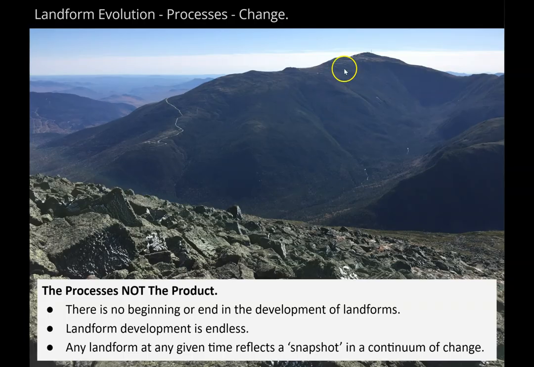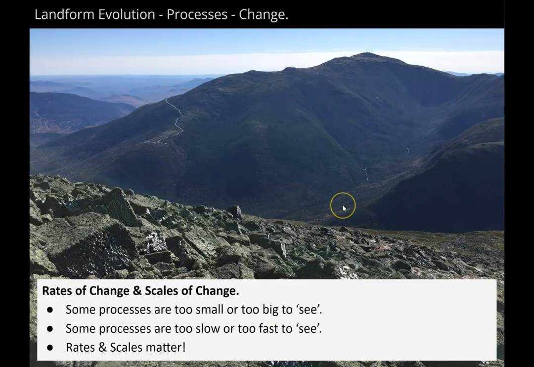The frustrating thing about these processes is rates of change and scales of change. What do I mean by that? There are processes that are simply too small or too big for humans to see, quote unquote, with our own eyes. There are processes going on that are so small that they happen at the microscopic level or even smaller, that we just can't see. And then, of course, we have processes in the universe, processes on Earth, that you can't see as a human with your own perception.